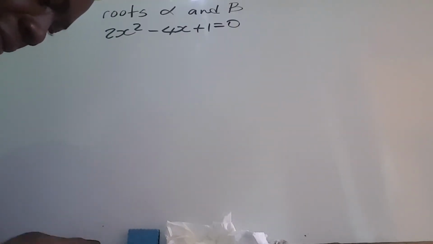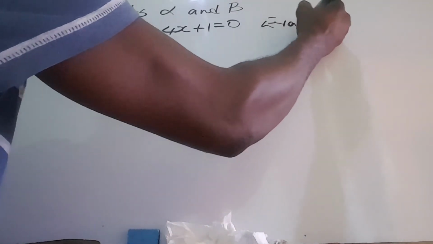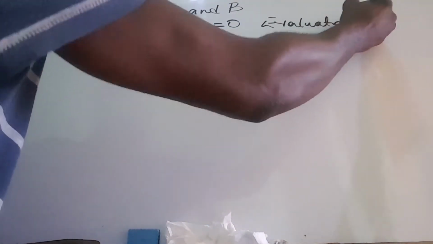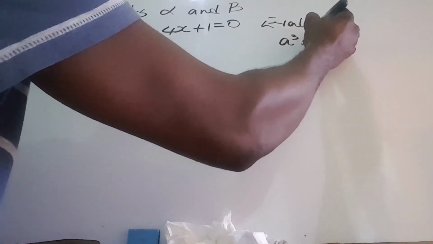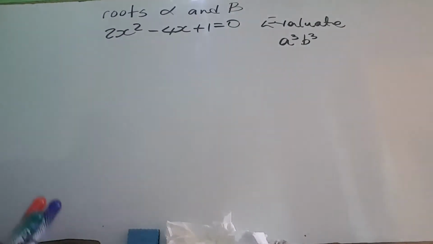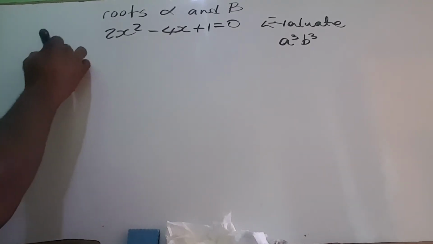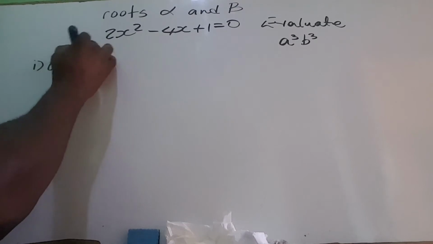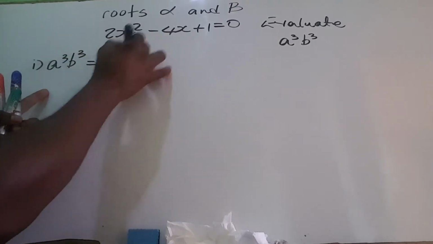What if we're asked to find stuff like, number one, we want to evaluate a number of things. Let's say we want to evaluate alpha cube beta cube. The first one we want to evaluate is alpha cube beta cube, and this really means alpha beta all cubed.